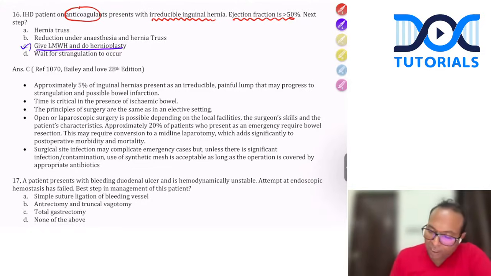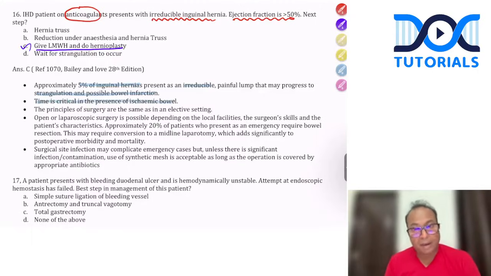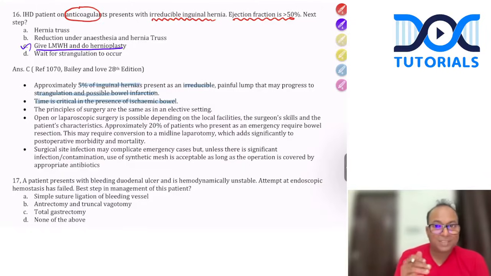Approximately 5% of hernias present as an irreducible, painful lump and progress to strangulation and bowel infarction. Time is critical in the presence of ischemic bowel. Open or laparoscopic surgery, both can be done. Approximately 20% of the patients who present as emergency require bowel resection. This may require conversion of the inguinal incision to laparotomy.